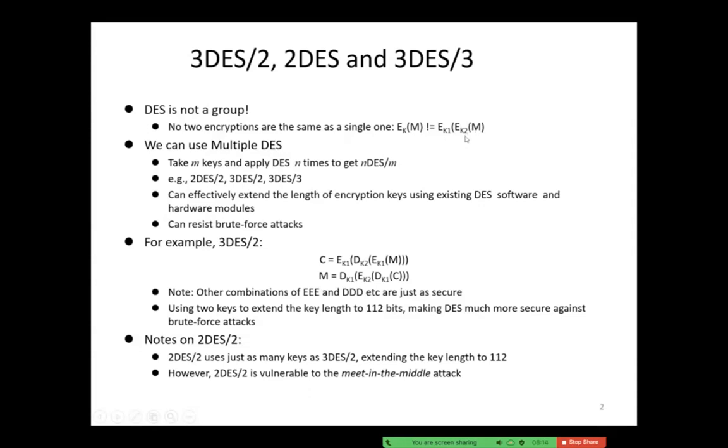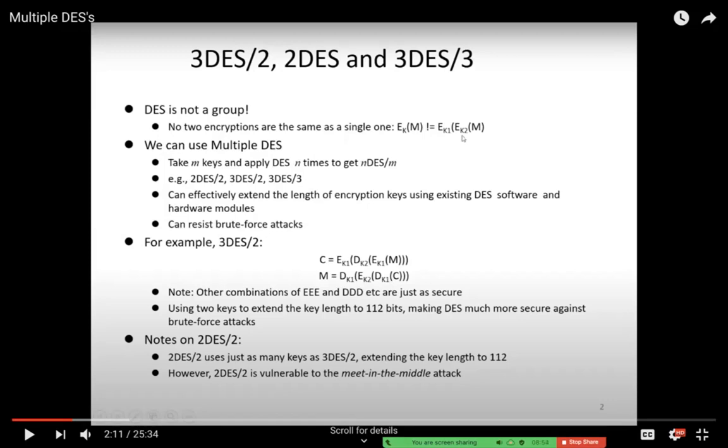Then for any K1 and K2, you cannot find any K such that applying DES once, you get the same ciphertext. So that means, in other words, for any K1, K2, and K, this inequality holds, okay? So applying DES once with K is not going to be the same as applying DES twice on two different keys. Even on the same key.